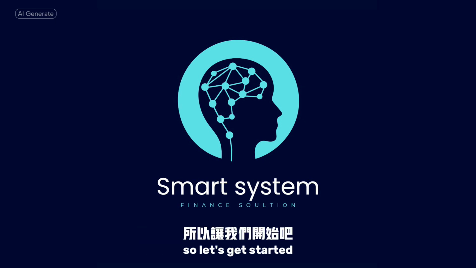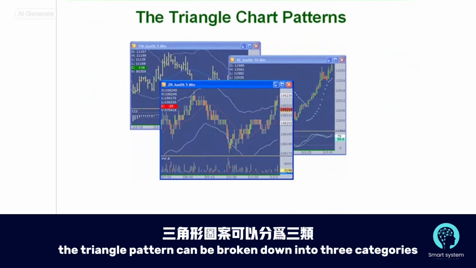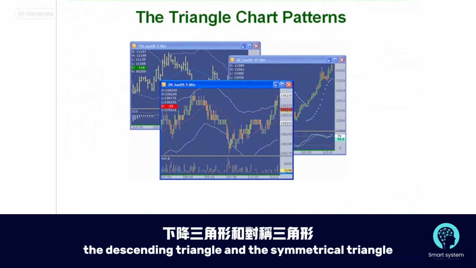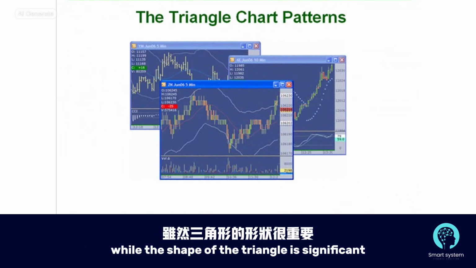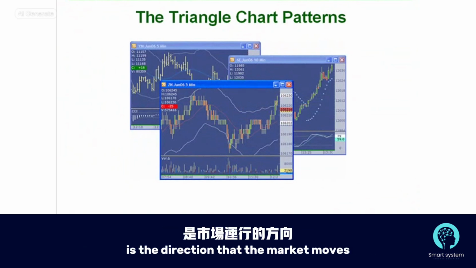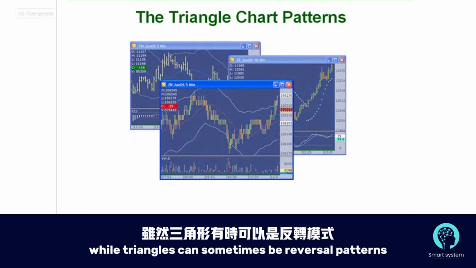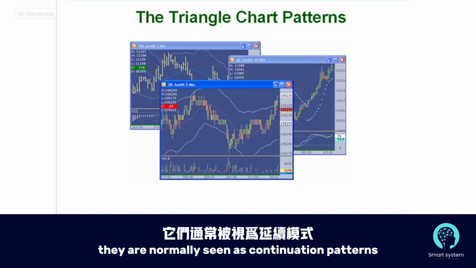So let's get started. The triangle pattern can be broken down into three categories, and these are the ascending triangle, the descending triangle, and the symmetrical triangle. While the shape of the triangle is significant, of more importance is the direction that the market moves when it breaks out of the triangle. Lastly, while triangles can sometimes be reversal patterns, they are normally seen as continuation patterns.